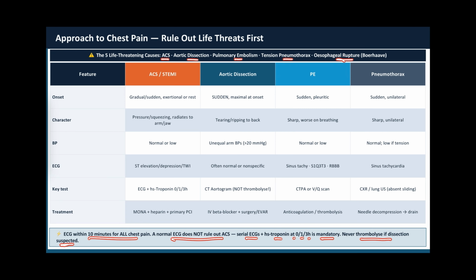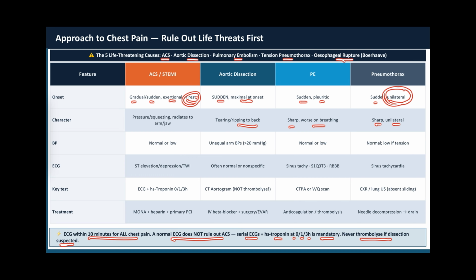In case of acute coronary syndrome or STEMI, onset of pain would be either gradual or sudden, and it would be increasing with exertion and not relieving with rest. Aortic dissection will come with sudden, maximal-at-onset pain, radiating to the back. Pulmonary embolism would be sudden and pleuritic, sharp and worse on breathing. Pneumothorax would be sudden, usually unilateral, on one side, sharp and unilateral.